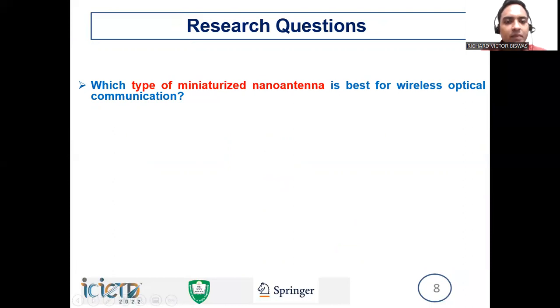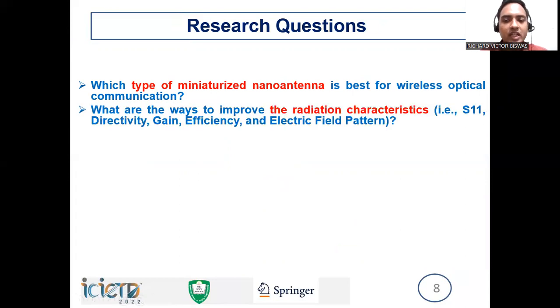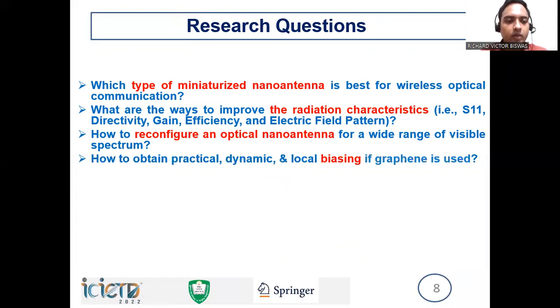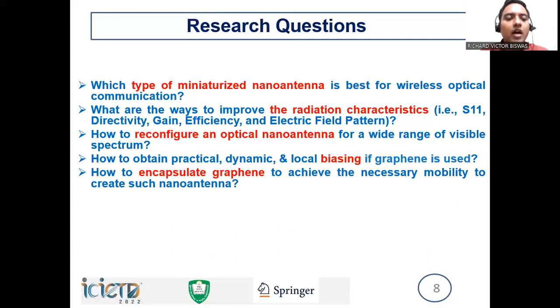The research questions are as follows. Which type of miniaturized nanoantenna is best for optical communication? What are the ways to improve the radiation characteristics like S11, directivity, gain, efficiency, and electric field pattern? How to reconfigure an optical nanoantenna for a wide range of the visual spectrum? Next, how to obtain practical dynamic and local biasing if graphene is used? Lastly, how to encapsulate graphene to achieve the necessary mobility to create such a nanoantenna?